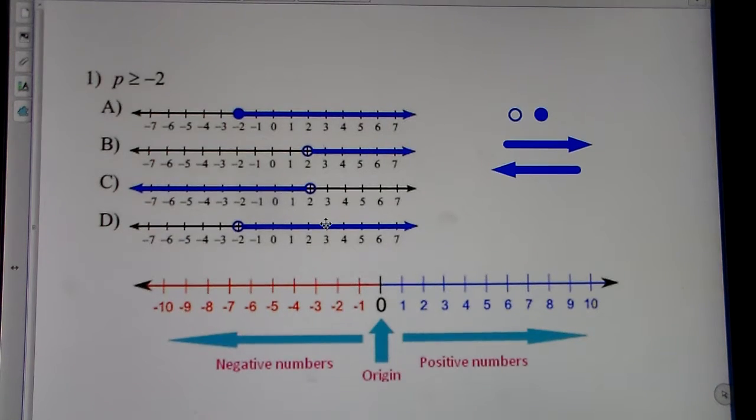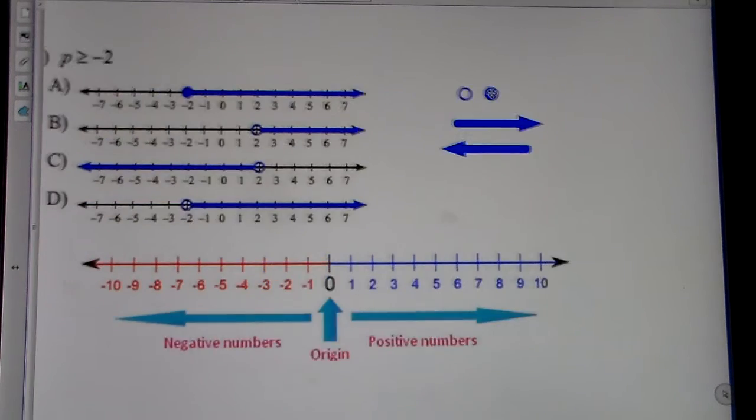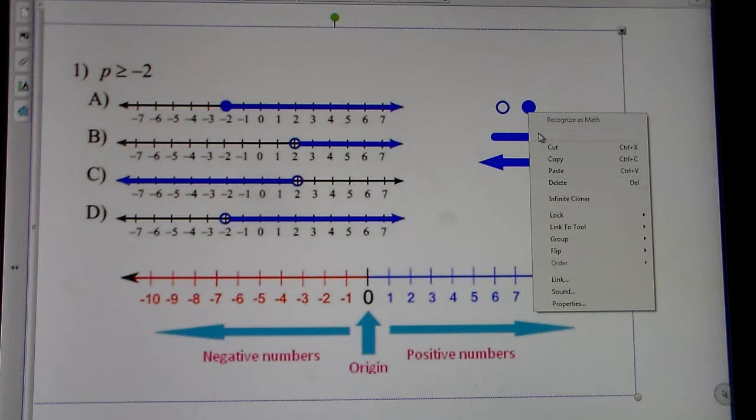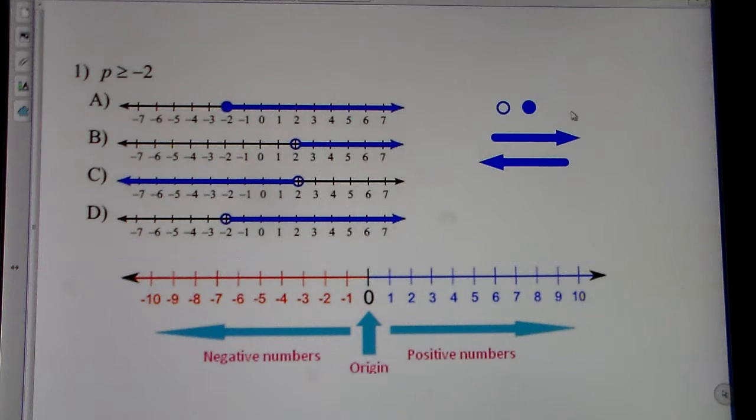So here's the first problem. We have P is greater than or equal to -2. Now there's a couple little details in this problem that we have to notice. We have to know that P is greater than or equal to. You have to know the inequalities themselves. There's 4 of them. When there's a little equal sign on the bottom, whether it be less than or equal to or greater than or equal to, we have to make sure our dot is filled in. So we have a filled in dot like we have here right above it.